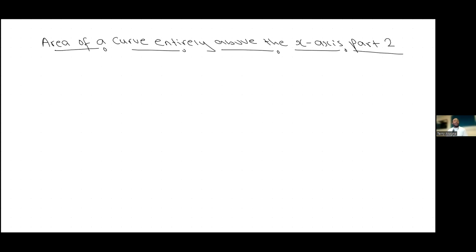We'll just solve more examples in this video. In the previous one, I introduced the concept of area under the curve that's entirely above the x-axis. I wrote down the rules. Now I'm gonna just add maybe one more example, or maybe I'll just do two more examples here. Then we'll move to the next type of area under the curve that is below the x-axis.